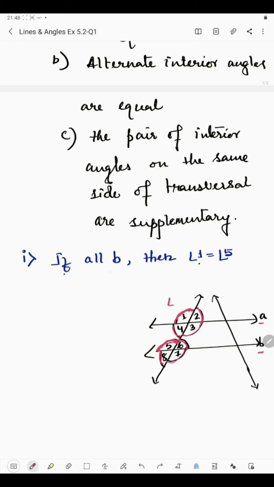So if A is parallel to B, then angle 1 is equal to angle 5. By which property? This is angle 1 and this is angle 5. So by which property is it? Corresponding angles, we will write corresponding angle property.